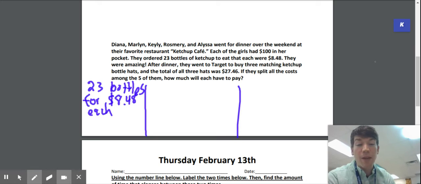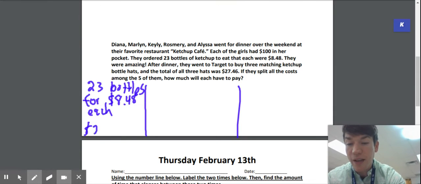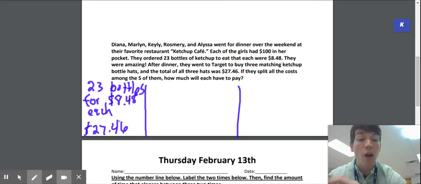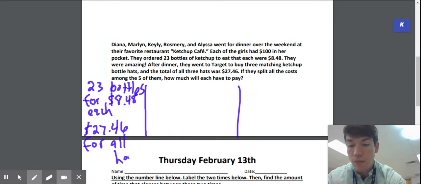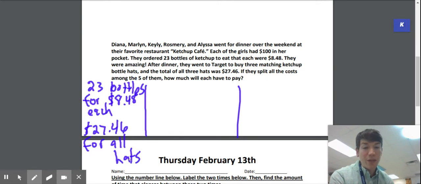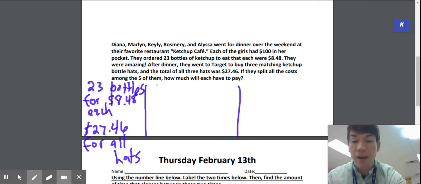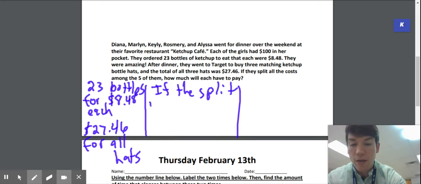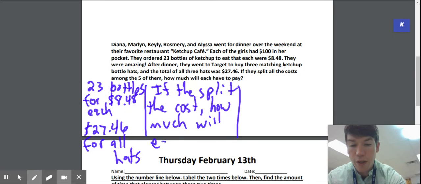And let's see. After dinner, they went to Target to buy three matching ketchup bottle hats, and the total of all three hats was $27.46. Now, $27.46 is the total of all the hats. All right. The question is, if they split all the costs, how much will each have to pay? So if they split the cost, how much will each pay?